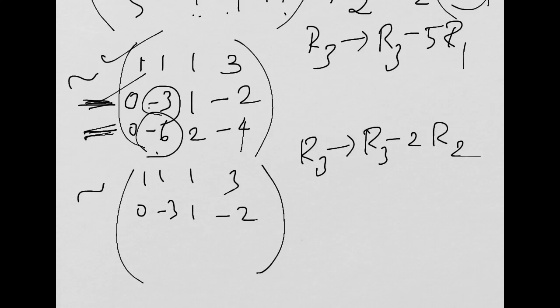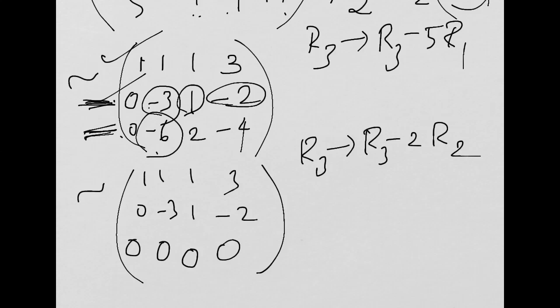Yes. So it's going to be a 0 because 0 processed with a 0 is always going to be a 0. This is going to give me a 0. This I have to multiply with a 2 and then subtract, so it's going to give me a 0. This I am going to multiply with a 2 and subtract. It's going to give me a 0. Wow. What is it I got? I got it in echelon form.